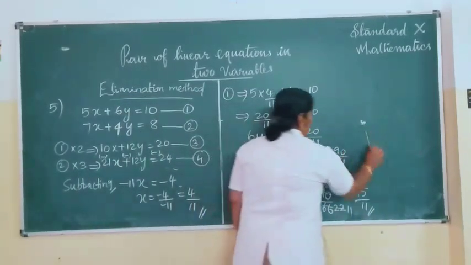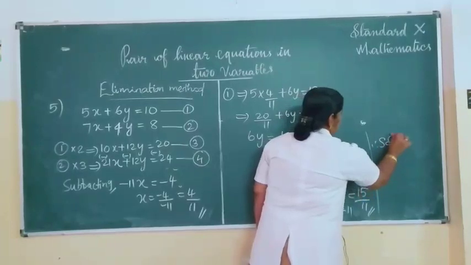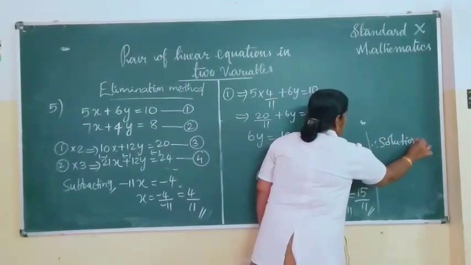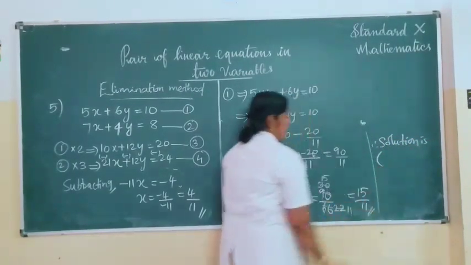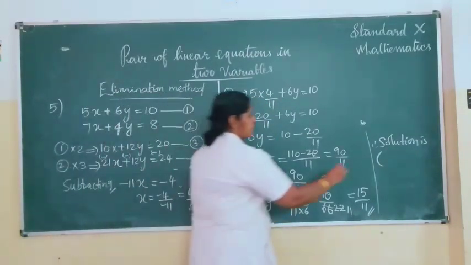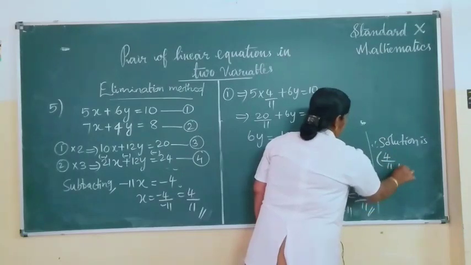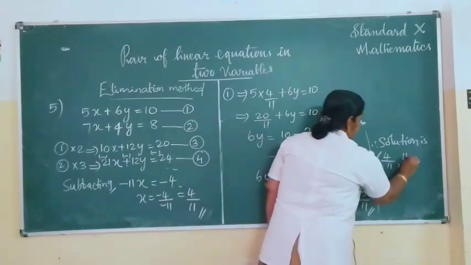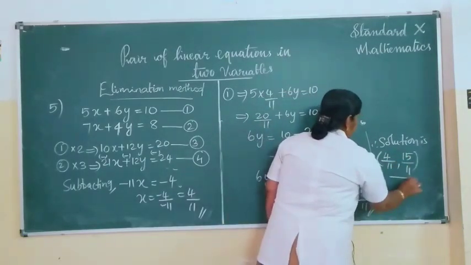So therefore the solution is: first write the x value. What is the x value? 4 by 11. The y value is 15 by 11.